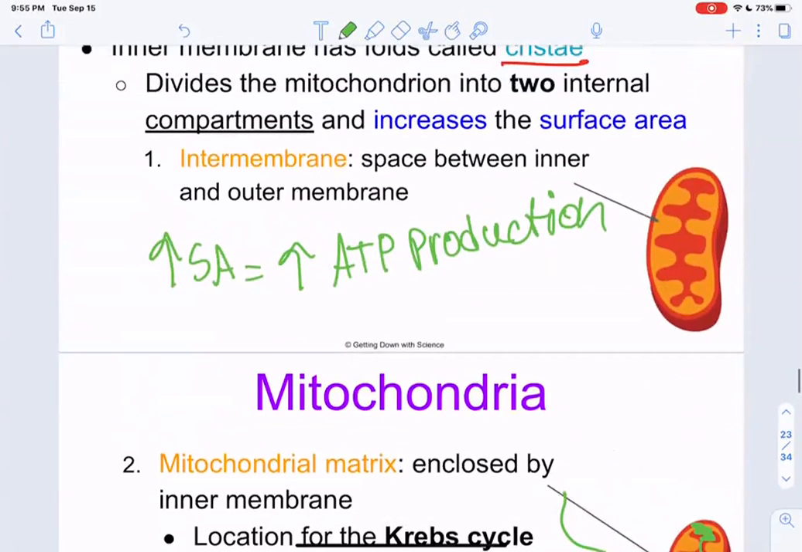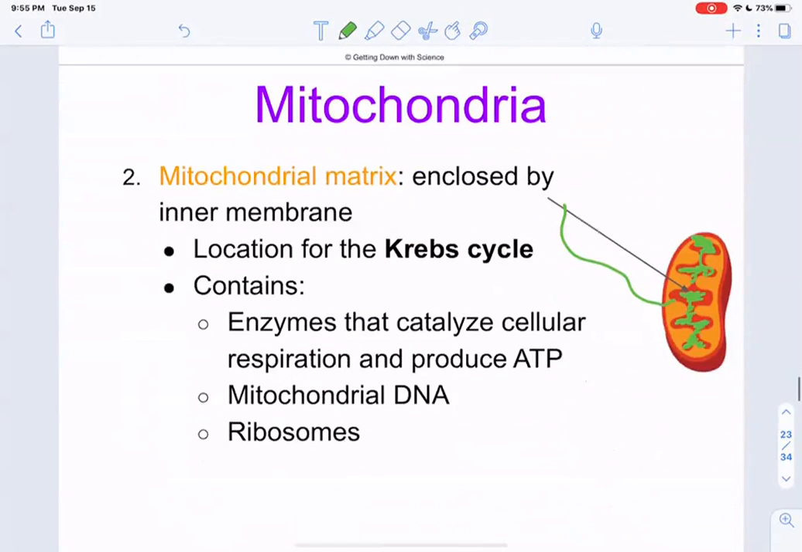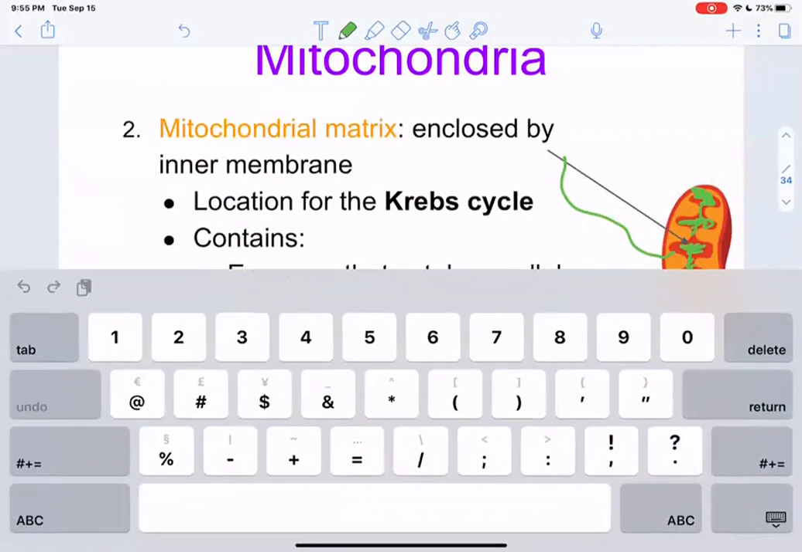But just know there are two parts. There's the intermembrane space, this part right here, and then there's the mitochondrial matrix.